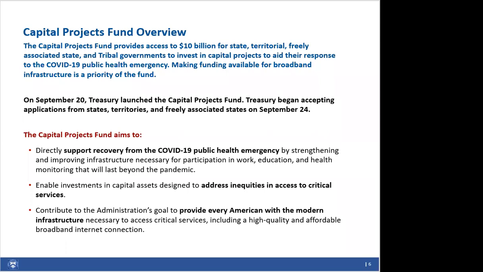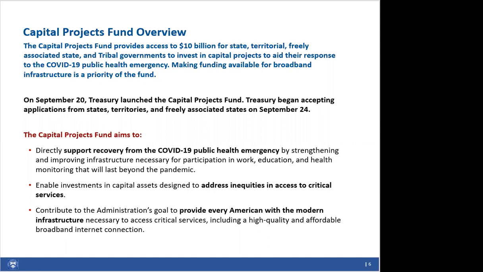Congress approved this $10 billion fund under the American Rescue Plan to provide funding for governments to build critical capital projects to aid their response to the pandemic. A key priority of this program is to make funding available to recipients for reliable, affordable broadband infrastructure and other digital connectivity technology projects. This pandemic has shown us that just like electricity, broadband infrastructure is indispensable for access to critical services and for the participation in many aspects of daily life, including remote work, telehealth, and distance learning.